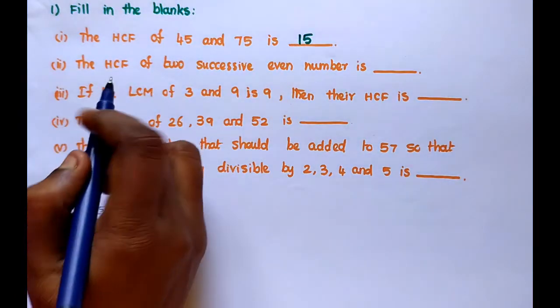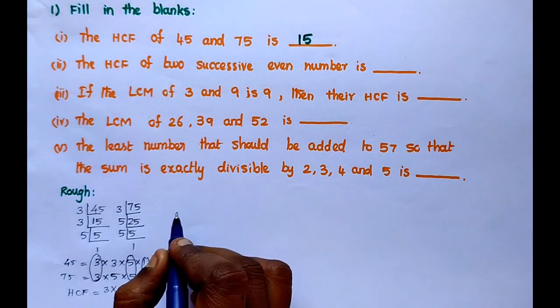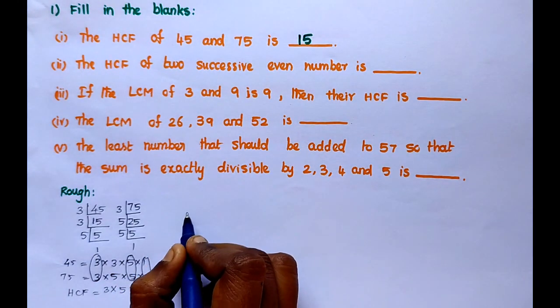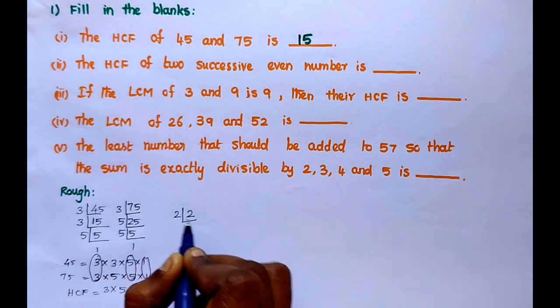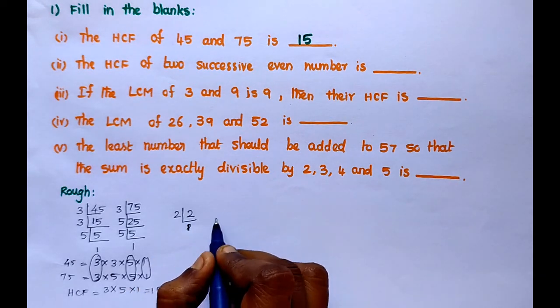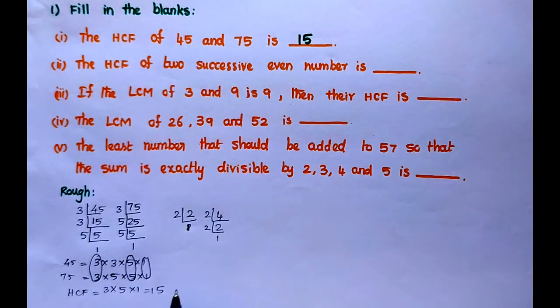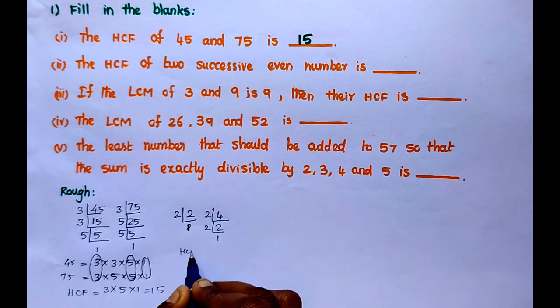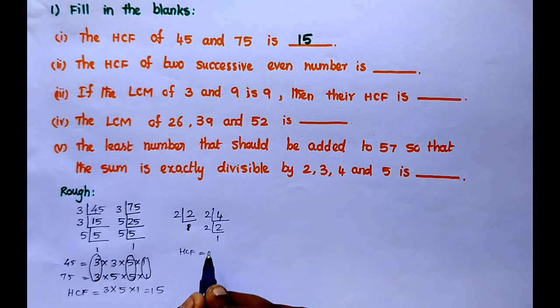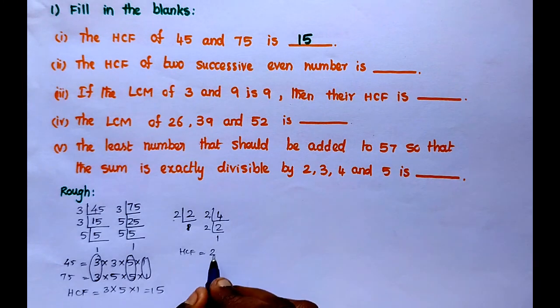Next one, the HCF of two successive even numbers is dash. Successive means the next even number. So take the first two even numbers 2 and 4. 2 1s are 2, and then take 4, 2 2s are 4, 1. So HCF equals the common number, that is 2. So 2 into 1, that is 2. HCF is 2.